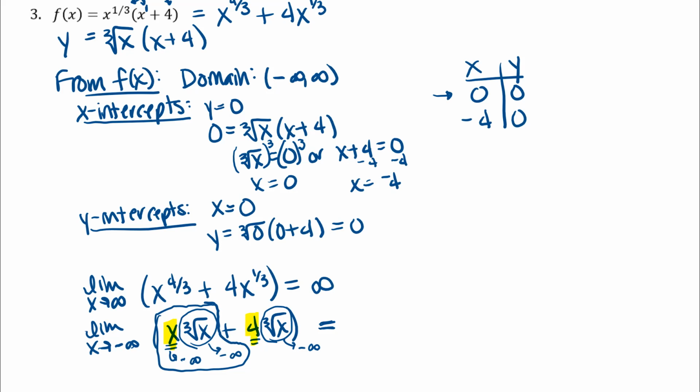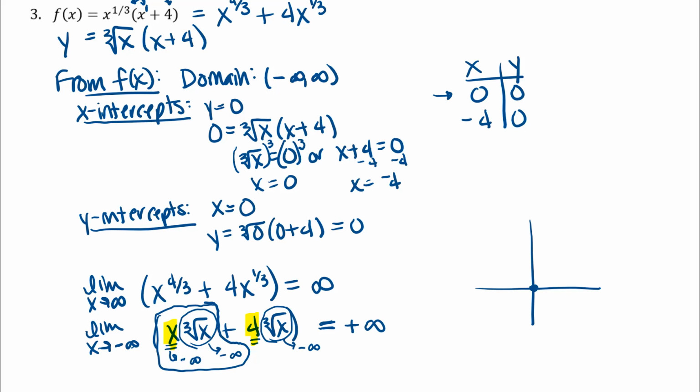Otherwise, those two terms are the same, except for the x and the 4. So when x is large in size but negative, this first term is going to dominate. And so because that first term approaches positive infinity, this overall function approaches positive infinity as well. All right, so we already have some pretty good information about the graph of this function.